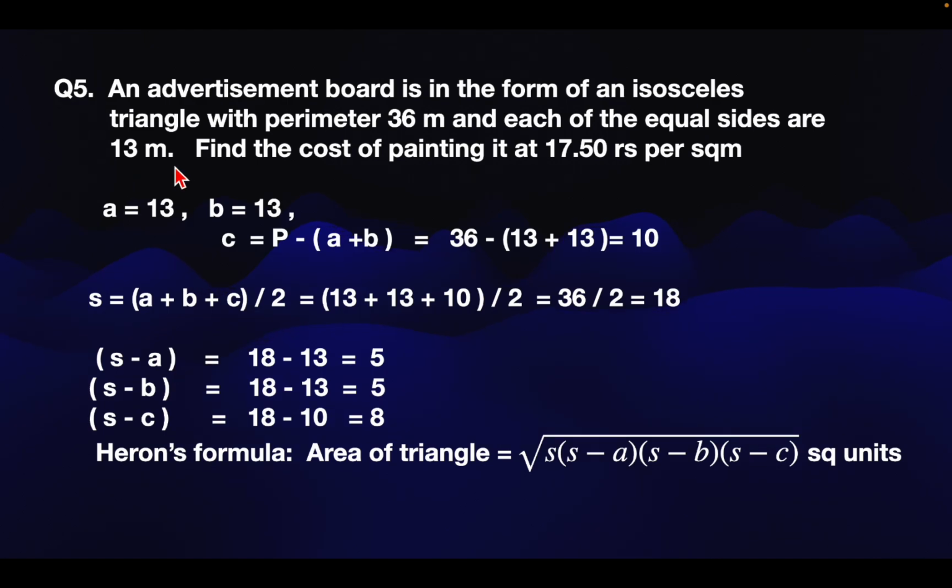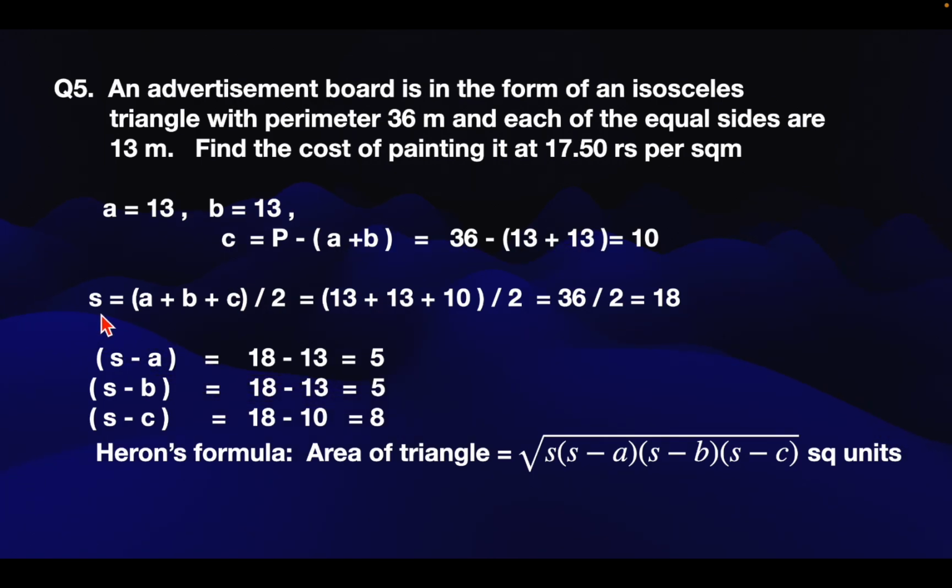So in an isosceles triangle, two sides will be equal. Okay, and these equal sides are 13 meter. So let us take A as 13, then B also will be 13 because it is an isosceles triangle. Now C we do not know. Okay, instead they have only given the perimeter, that is the sum of all the three sides. So the third side will be perimeter minus the sum of these two sides, is it not? This will be 26. 36 minus 26 is 10. So the third side we found out, it is 10.